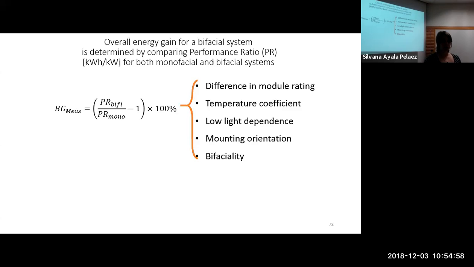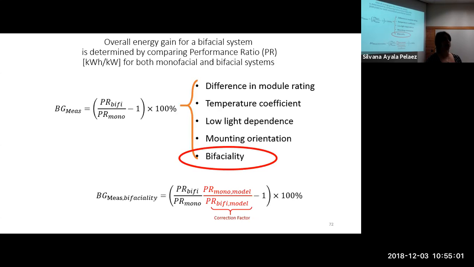To focus on this bifaciality, we can apply a correction factor. This correction factor basically calculates the front performance for the monofacial and the bifacial and applies that correction. In that front performance calculation, if we have an accurate temperature coefficient and module parameters, then that will take care of that difference in technologies.